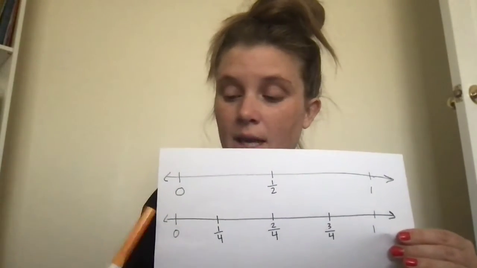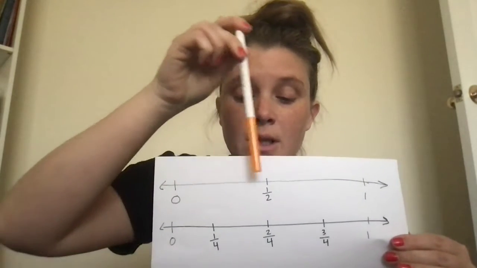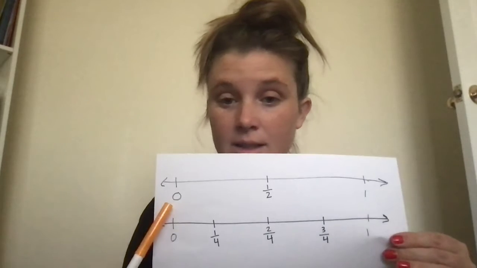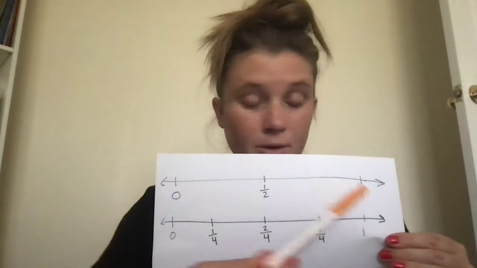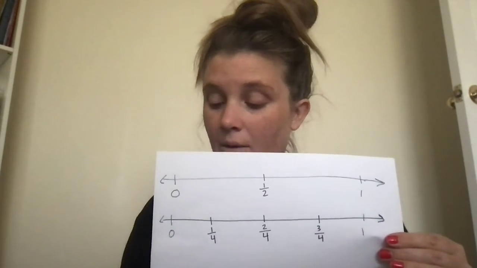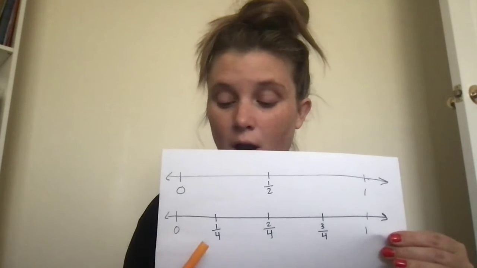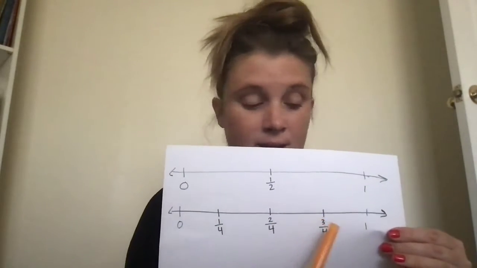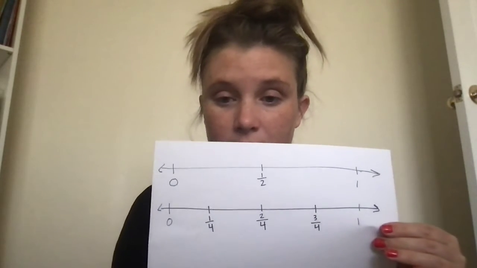Now, can you draw these two number lines? In the middle of the top one, can you write a half? Because a half is half of from 0 to 1. Now on this one, can you draw 1/4, 2/4, 3/4, and 1? Pause me if you need to.